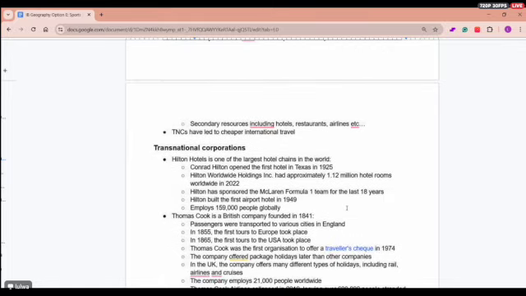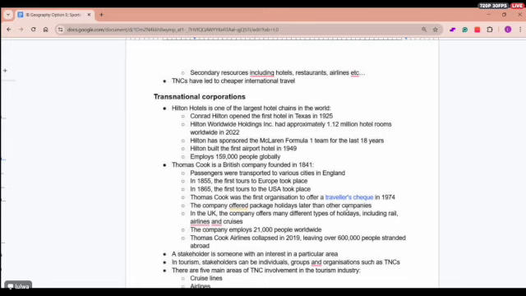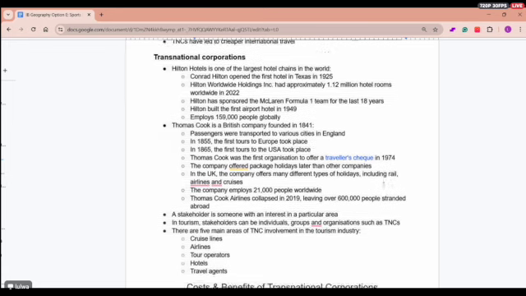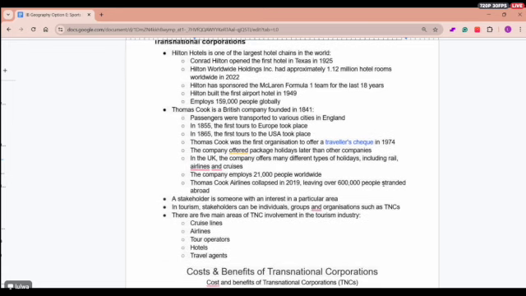So you have the Hilton hotels, and it's one of the largest hotel chains in the world. And Hilton has sponsored the McLaren Formula One team, and it employs 159,000 people globally and has approximately 1.12 million hotel rooms worldwide. Thomas Cook, for example, is a company that offers package holidays, and it also employs 21,000 people worldwide. And it's an airline which collapsed in 2019, however, which left over 600,000 people stranded abroad.